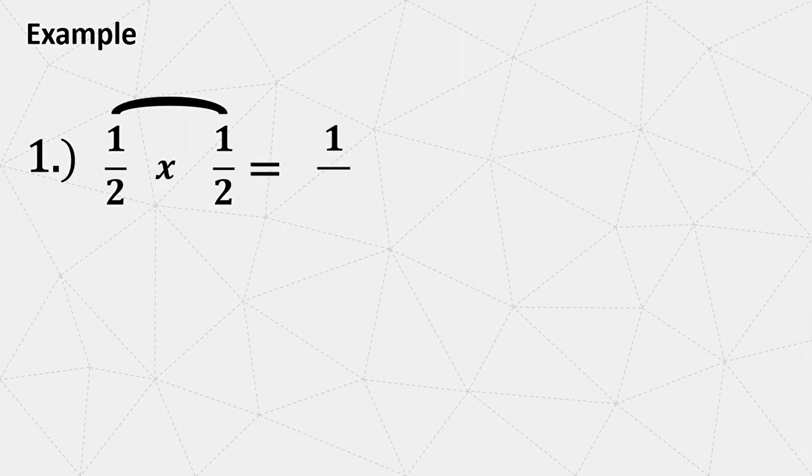So, this will give us 1. 1 times 1 is equals to 1. For the denominator, 2 times 2 is equals to 4. Okay? So, as you can see here, this problem gives us the answer 1/4. Numerator to numerator lang ginawa natin, and denominator to denominator. And for step 3, wala naman tayong kailangan i-simplify dito.